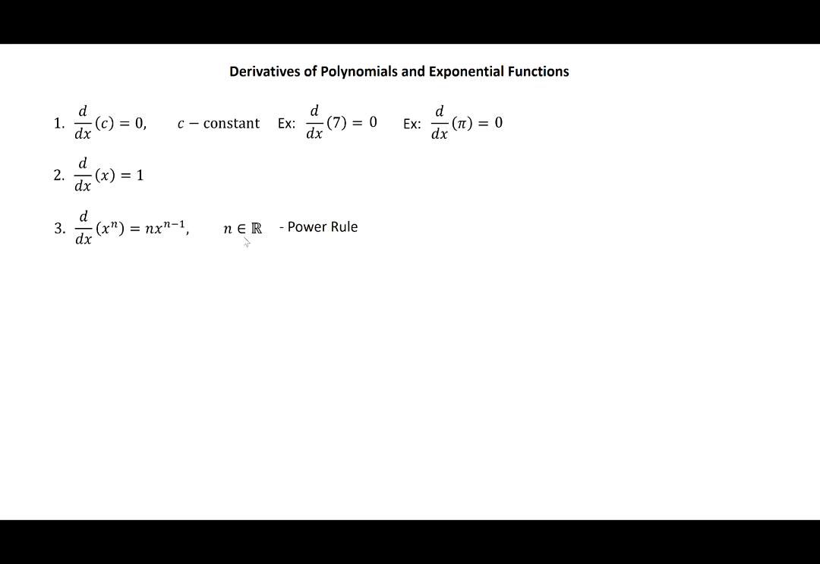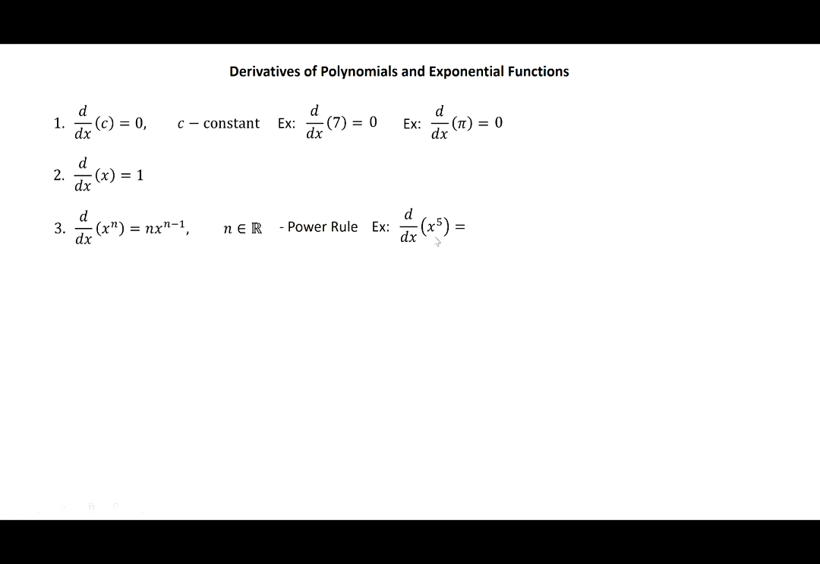That means any number between negative infinity and positive infinity. So in that case, when n is any real number, the derivative of x to the n is n x to the n minus 1. You must memorize this. Okay? Let me apply it and give an example.